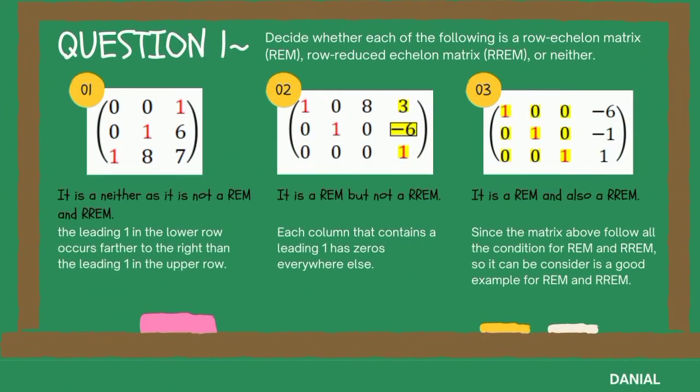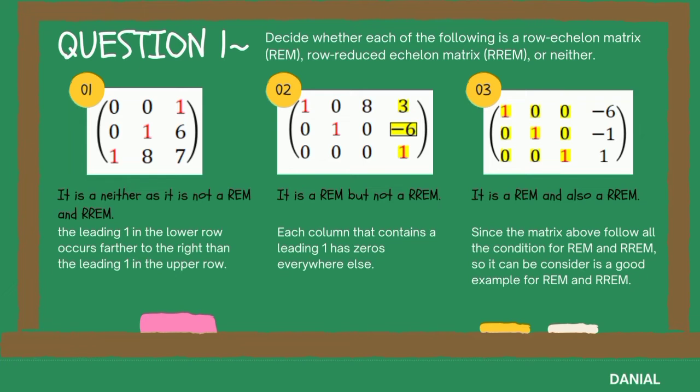First question. Decide whether each of the following is a row echelon matrix REM, row reduced echelon matrix RREM, or neither. Solution to question 1. Number 1. It is neither, as it is not a REM and not a RREM. Since the leading one in each row, as the red color shows, is not following the staircase shape, hence it is not a REM, and from that we can also know that it is not a RREM, as one of the conditions in REM had been rejected. From the above matrix, we can know that it does not follow the third condition of REM.